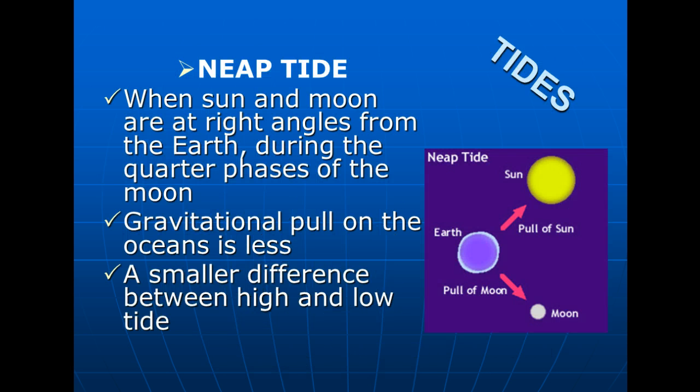Now in this slide we see the position of the sun, earth, and moon during neap tides. Again, if you don't have this diagram in your notes yet, get it there now. Now write that during neap tides, the sun and moon are at right angles from the Earth. And you see that here in this drawing. You see that they're at right angles to each other. The moon, Earth, and the sun are at right angles. They're not lined up like they were in spring tides.